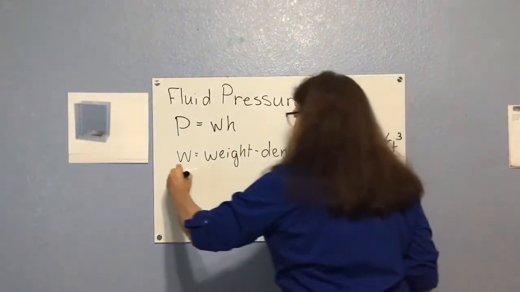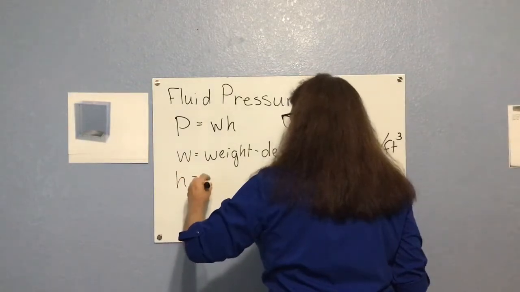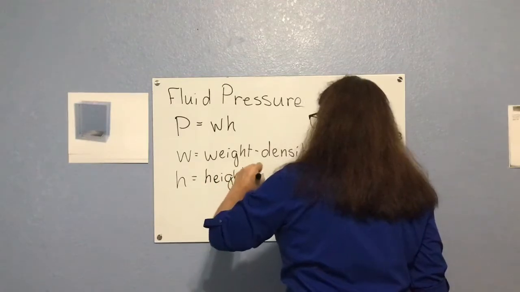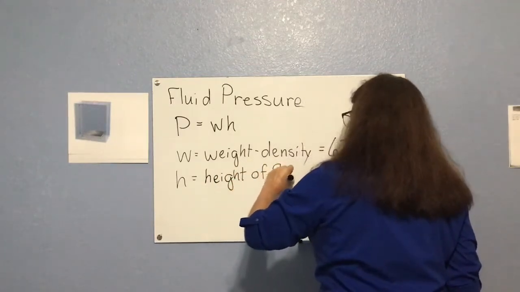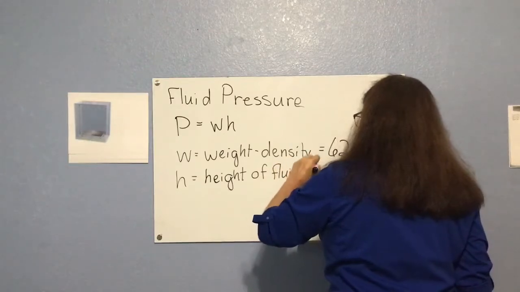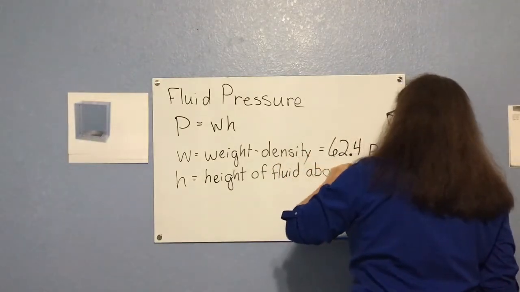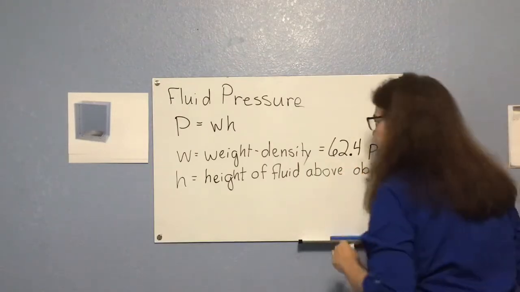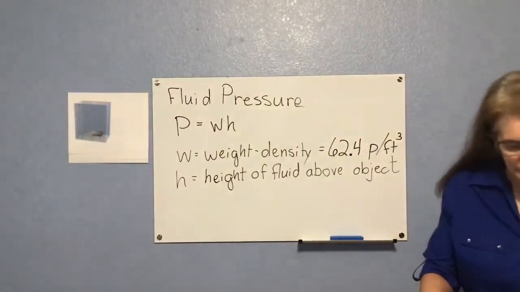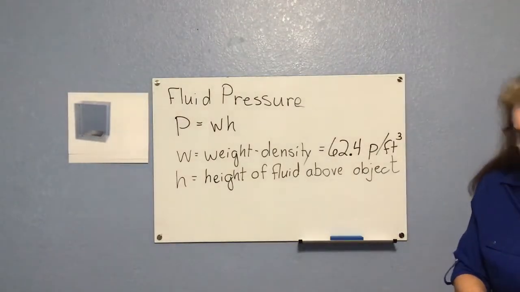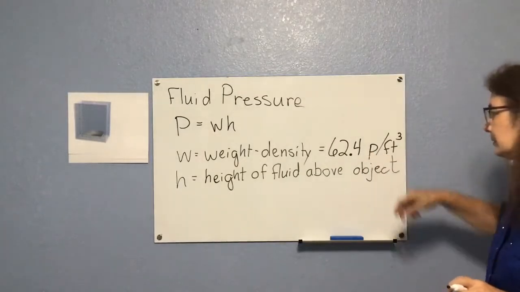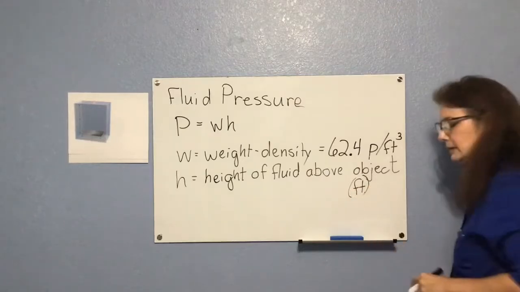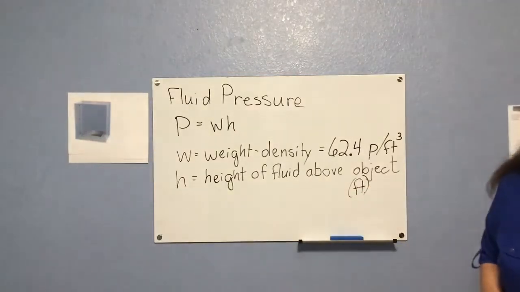Okay, and then H is the height of fluid above an object. Okay, since we're using pounds per cubic foot, we should use feet for this to keep our units the same.